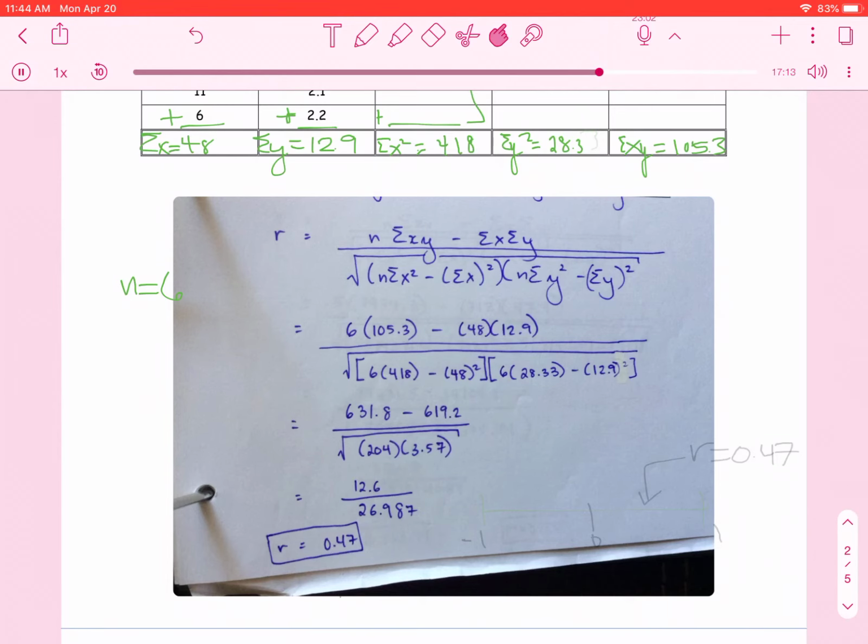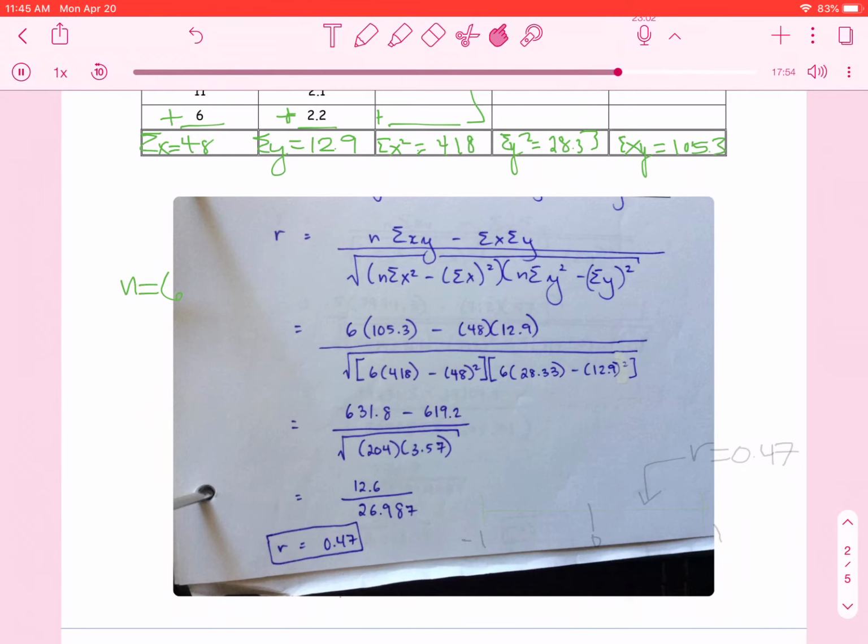That's going to be divided by n, so again, n is equal to 6, multiplied by the sum of x squared, so 418, minus the sum of x, which is 48, and then squaring that value. I put square brackets just to keep it all clean and nice. And then I'm going to do the same thing for your y portion, so 6 times 28.33 minus 12.9 squared. I just realized that should be 3. There we go. Sorry if that's not clear.